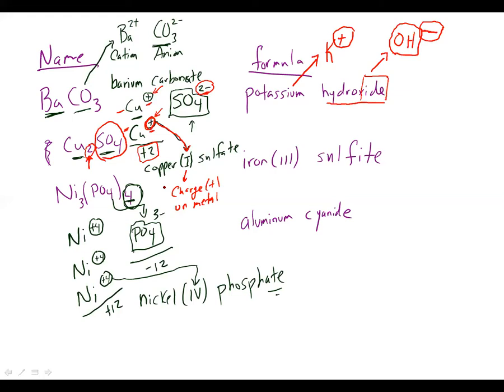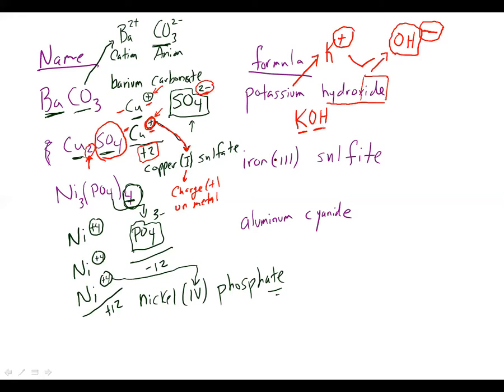Just like normal, to get to 0 with both of these, we basically just need one of each. So we would just write KOH. Again, meaning that potassium is +1 and OH is -1, and +1 and -1 will get you to 0 in the overall charge.